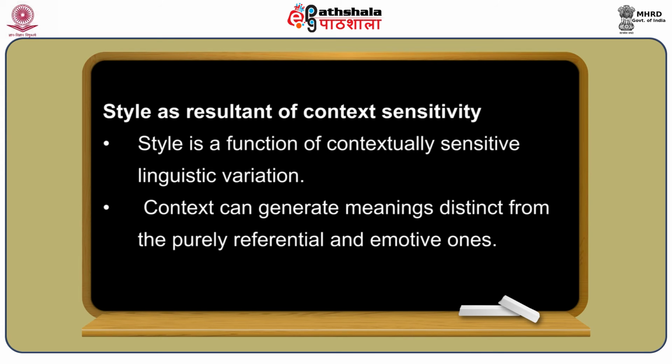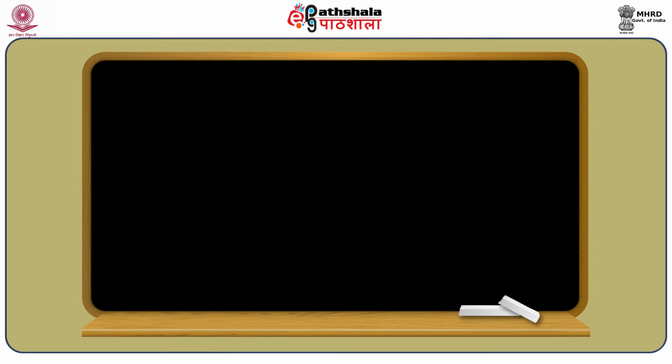Now there's another thing, not only is language choice, but language is a result of context sensitivity. It is the context that gives greater value to what we choose out of the verbal repertoire that we have. We can say that style is a function of contextually sensitive linguistic variation. We make choices, and choices are systematic. Context can generate meanings distinct from purely referential and emotive ones. We may have the same grammatical form, make a change in the context, the meaning will change. So context is very important for identifying and defining style.